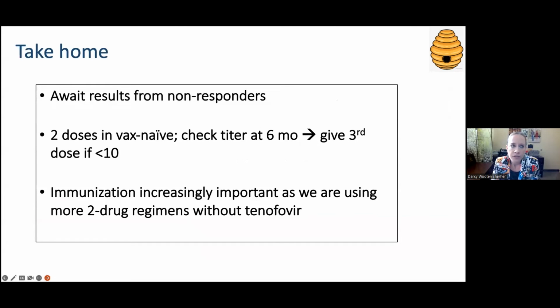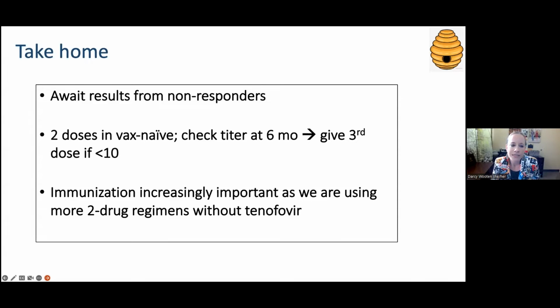Right now, the vaccine is only approved as a 2-dose vaccine, and I haven't tried giving a 3rd dose yet. I don't know if insurance would cover it. I am using it, even though it doesn't have the label indication, in my people with HIV who are vaccine naive, and I'm doing 2 doses.